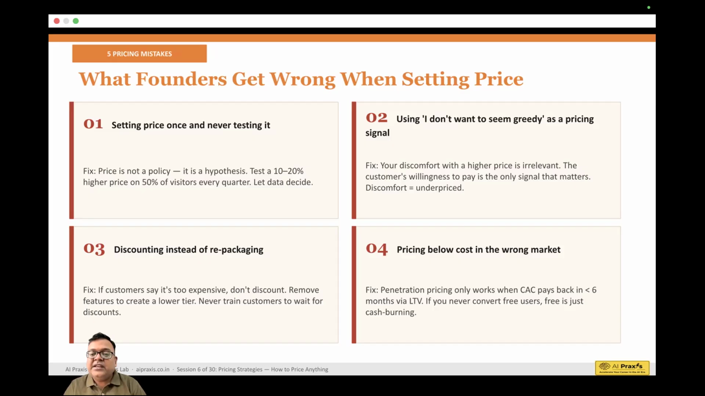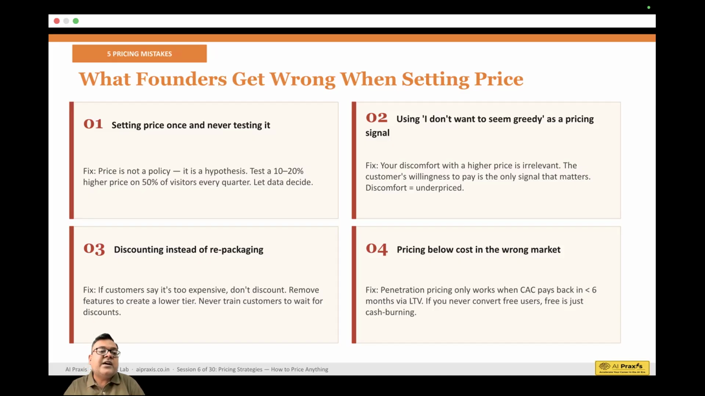Second mistake is using "I don't know, I don't want to seem greedy" as a pricing signal. This is also what most honest entrepreneurs actually feel. The fix is your discomfort with a higher price is actually irrelevant. The customer's willingness to pay is the only signal that matters. So discomfort will always give you underpriced value.